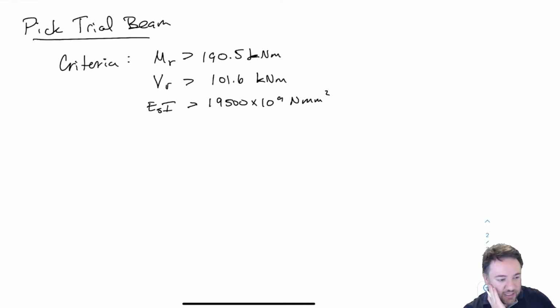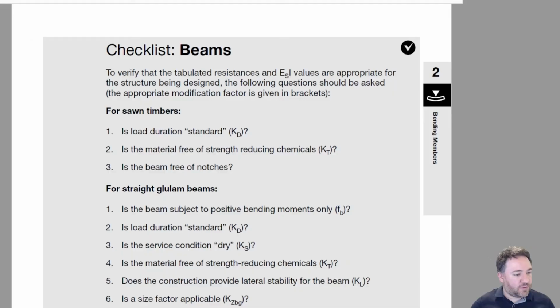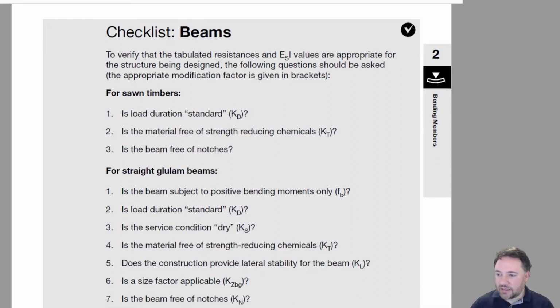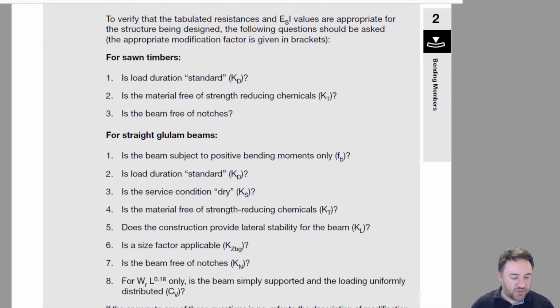Now, let's start by looking at the requirements for the table. So if I go to the checklist, here is the wood design manual. And in the wood design manual, it has a checklist before it gets to the design tables. And this checklist tells you exactly what are the requirements of the beam in order for you to be able to pick it straight out of the table. Now, if it doesn't meet these requirements, it doesn't mean that you can't use those tables.